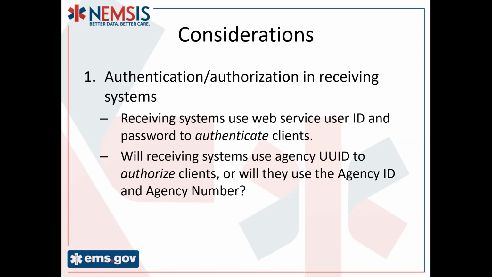And the authorization part of this is saying, does this client have permission to submit this record? And usually that permission is based on the agency that the software says that it's submitting a record for. So if software A has been authorized to submit data for agency A, and software B has been authorized to submit data for agency B, then when a state system receives data from software A, it will authenticate the software using user ID and password, and then it needs to authorize that software client.